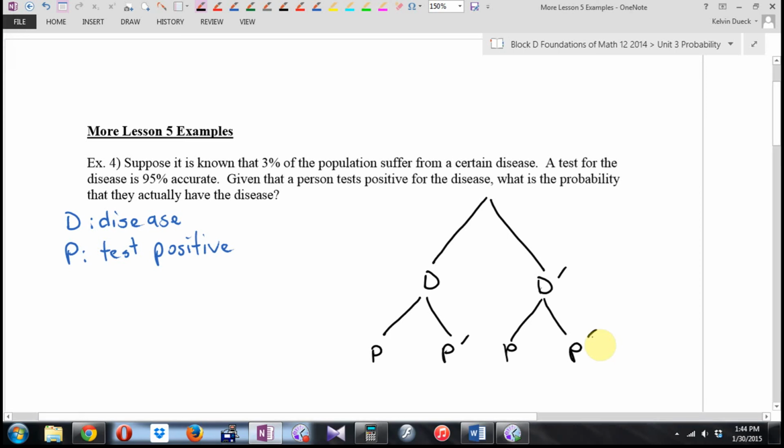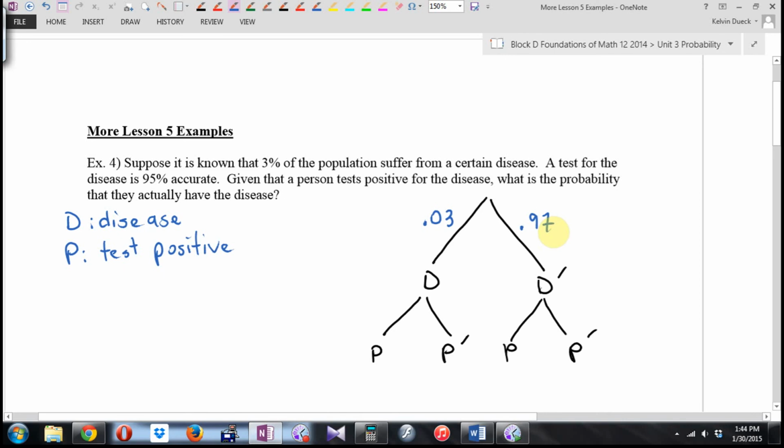You with me so far? What's the probability that a random person has the disease? What percent of the population has it? So I'm going to go 0.03 because I have to change it to a decimal. By the way, what's the probability that a random person doesn't have the disease then? This is a job for the complement. 0.97.